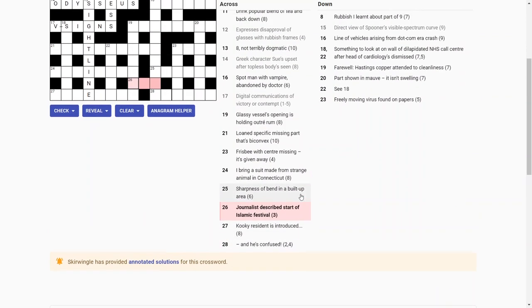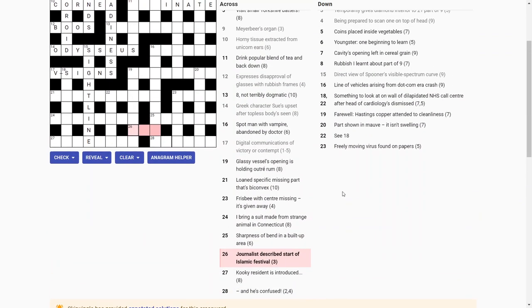Journalist describes start of Islamic festival. Eid. Journalist is the ed, short for editor. Start of Islamic is I. And I think describe means put that inside the ed and a festival, Eid.